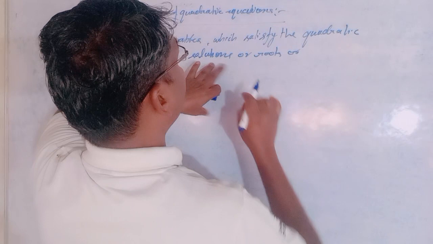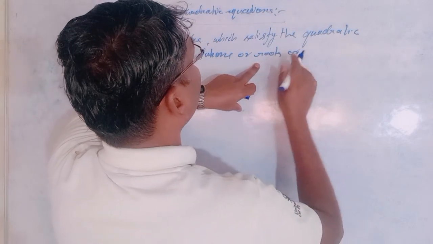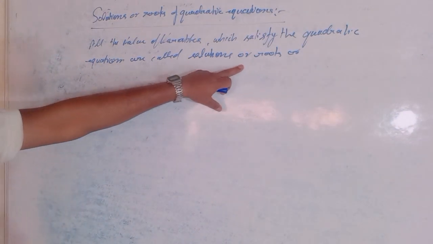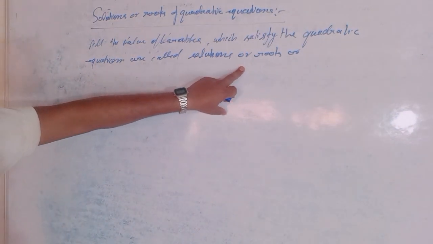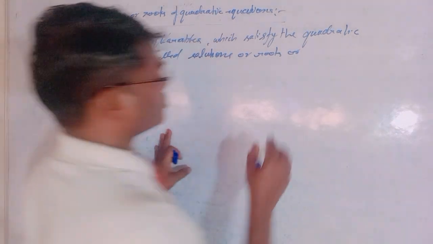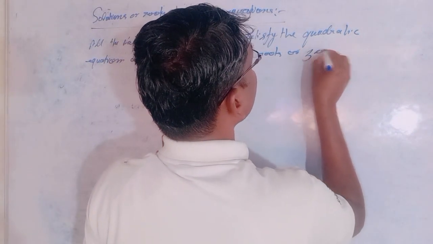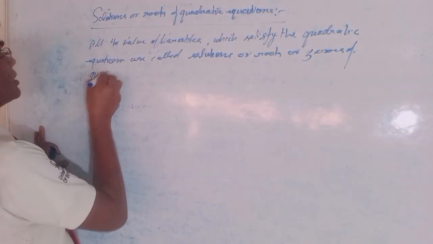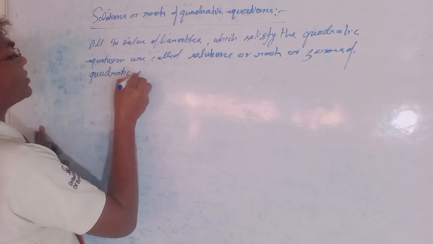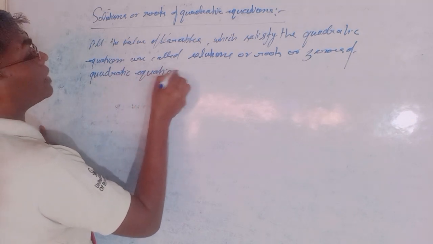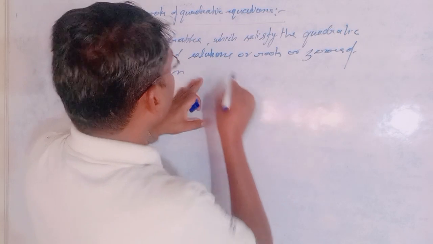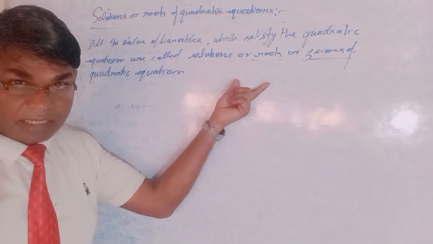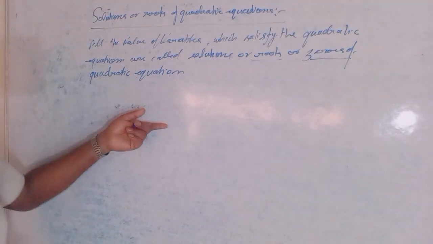One name is solutions, another is roots, and the third is zeros of quadratic equations. Three names: first, solutions; second, roots; and third, zeros. We can consider these three names as meaning only one thing.